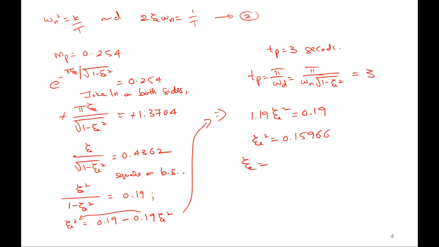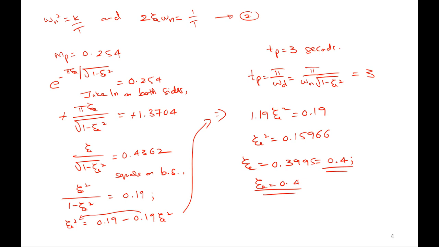Z equal to root of 0.15966. I am getting it as 0.399, which I can round to 0.4. No problem, 0.399 is nothing but 0.4. So the value of z is 0.4. Now substitute the value of z here and find out omega n.